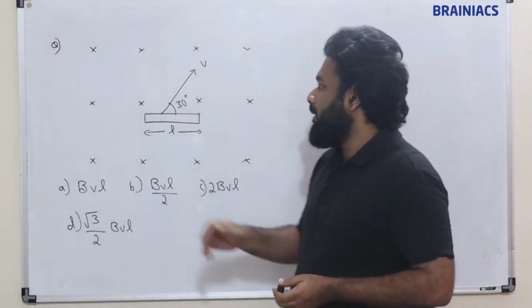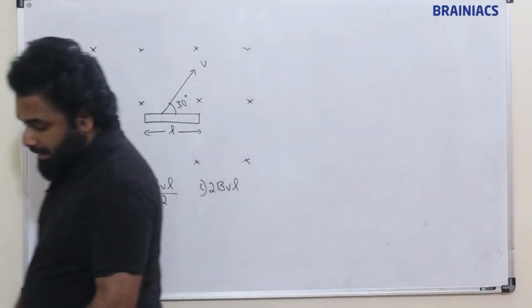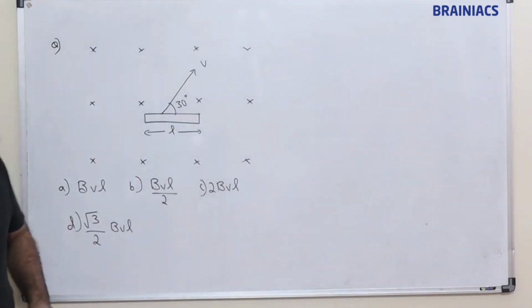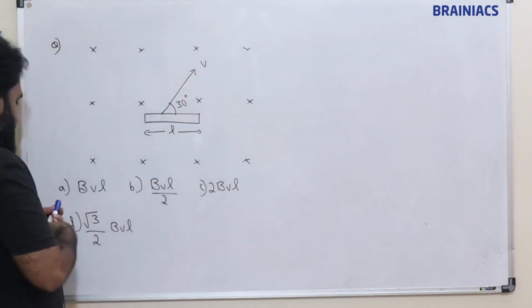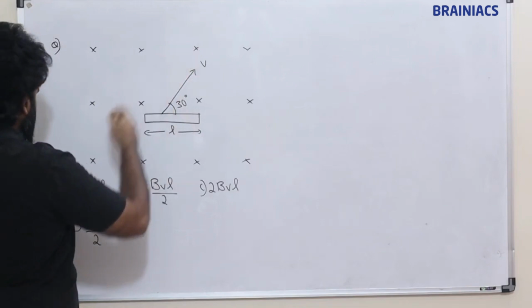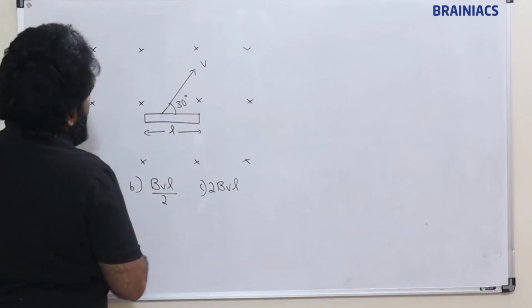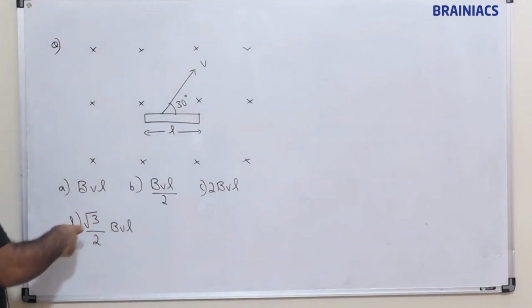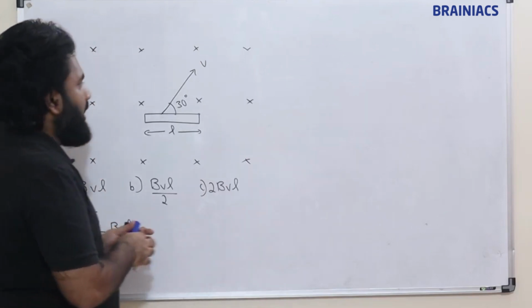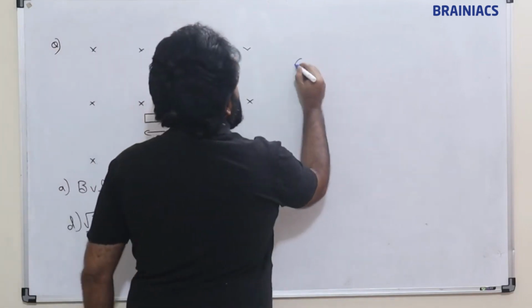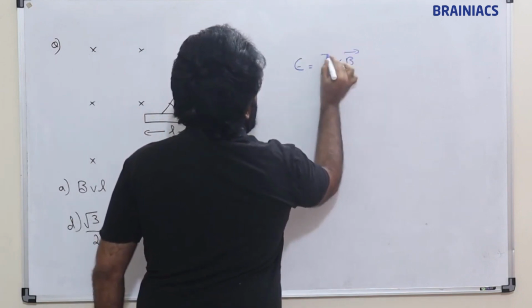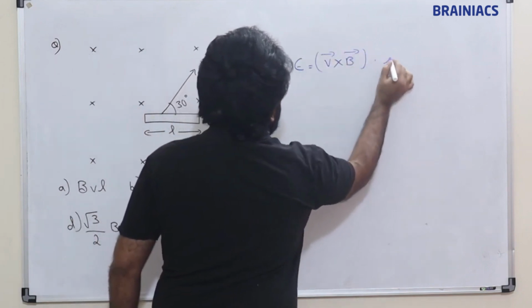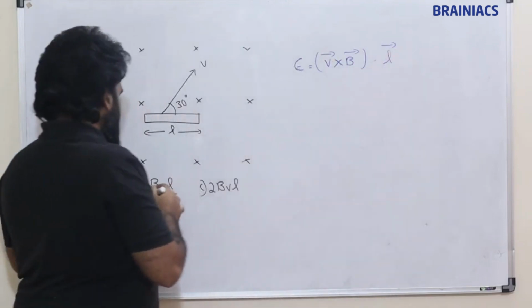See this question, children. Here there is a conductor which is moving in this direction. So what is the induced EMF? Here induced EMF E is equal to (V vector cross B vector) dot L vector.